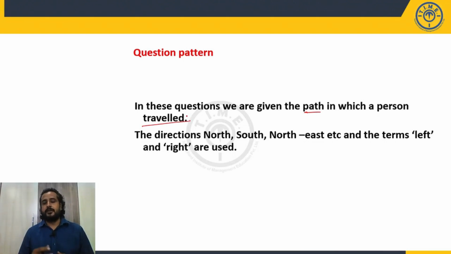So you will be given a path like: Ravi started from his home, traveled 5 kilometers towards north, then took a left turn and traveled 7 kilometers, and again traveled towards north for 10 kilometers and again took a right turn. This kind of information will be given. That is nothing but the path in which a person has traveled.